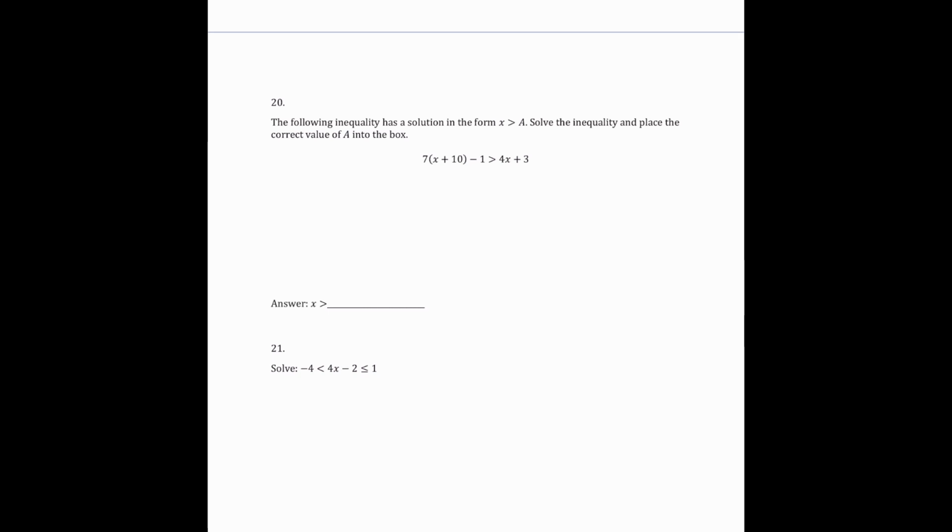Similar here, so the first step is going to be to distribute the 7 inside of the inequality. So we have 7x plus 7 times the constant minus 1 is greater than 4x plus 3. I then will combine the 7 and negative 2 before I move on to the next step. So this is going to be 7x plus 69 is greater than 4x plus 3.